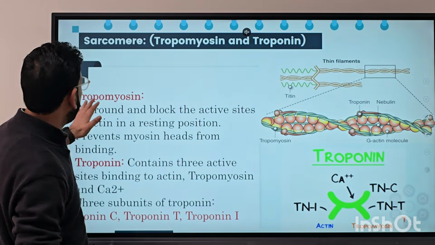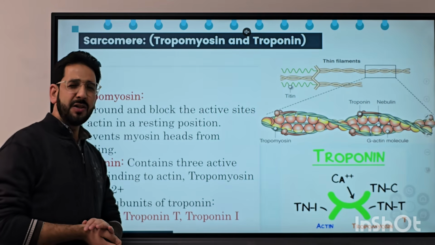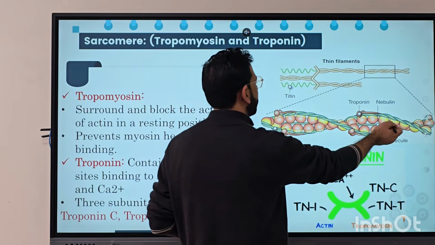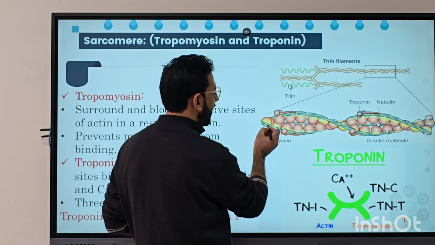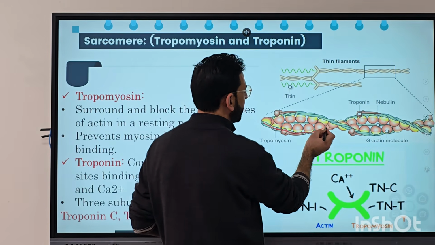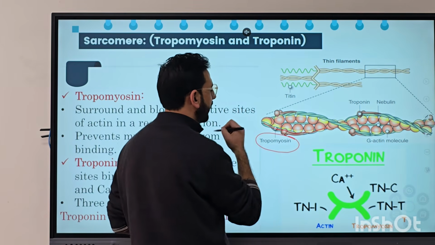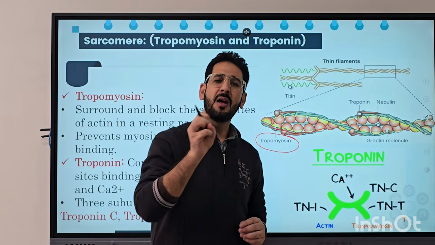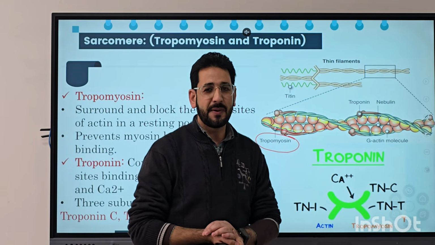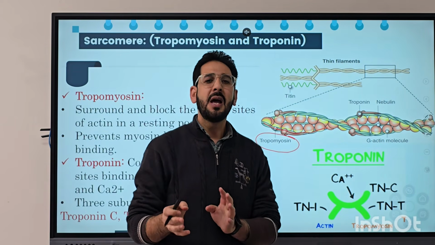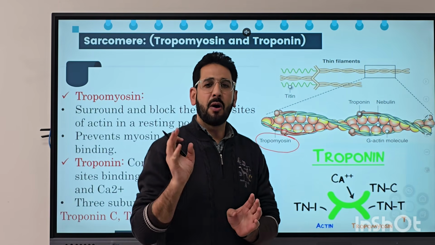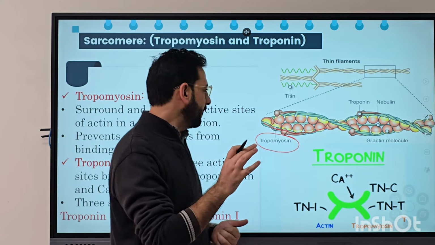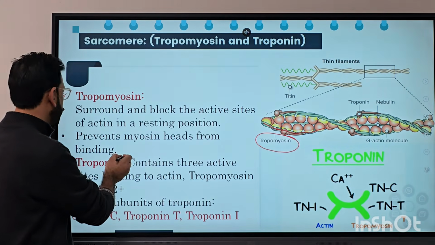We have the tropomyosin and the troponin. Now, when we talk about the tropomyosin, look here please, this is the actin thin filament, and this actin thin filament has here another protein, and that protein is called tropomyosin. Okay, now what this tropomyosin does is it blocks the binding of myosin with the binding sites of actin for myosin. Okay, or simply it prevents the attachment of myosin with the actin.